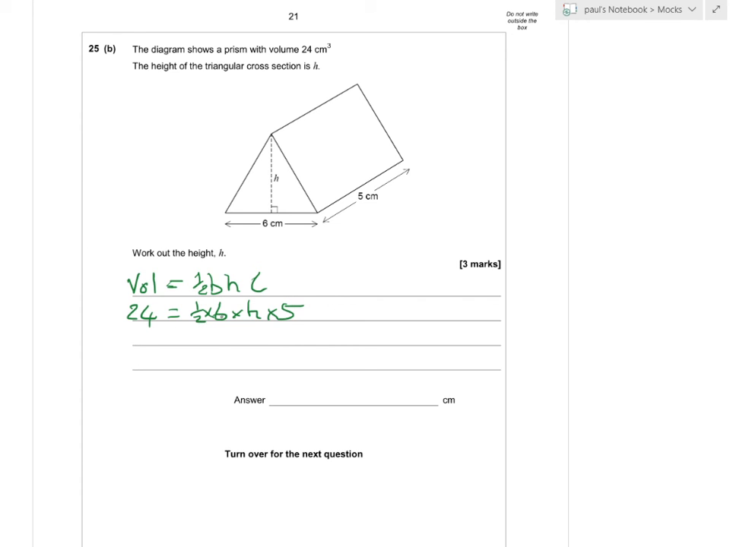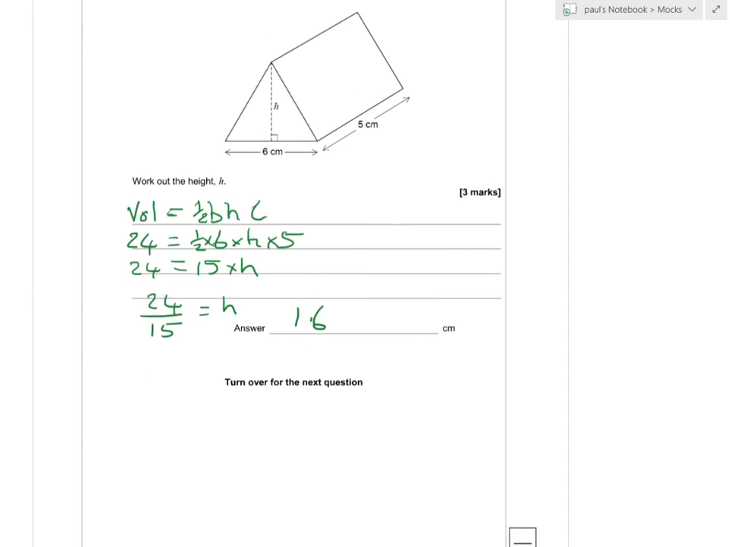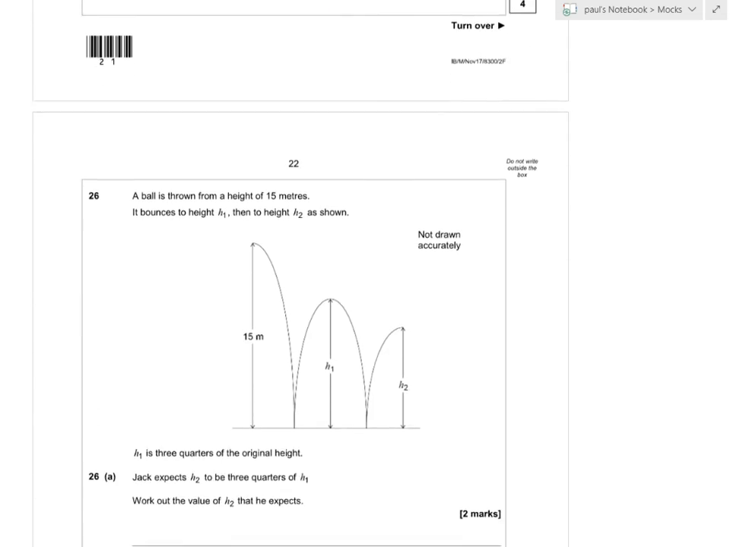So half 6 is 3. 3 5s are 15. So we've got 24 equals 15 times the height. So 24 divided by 15 will equal the height. That's a not odd number. 24 divided by 15 is 1.6. 1.6 centimeters. I thought it was a tent. It's a very tiny tent. It's not. It's a block of chocolate.